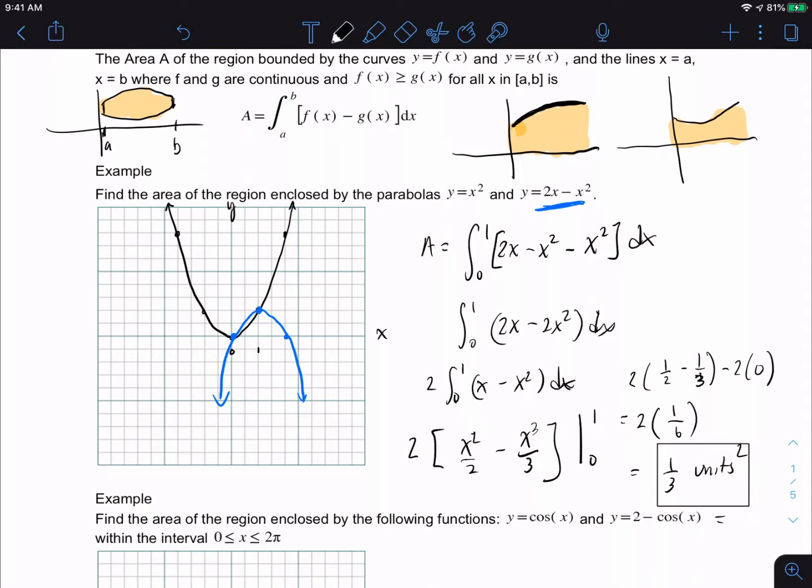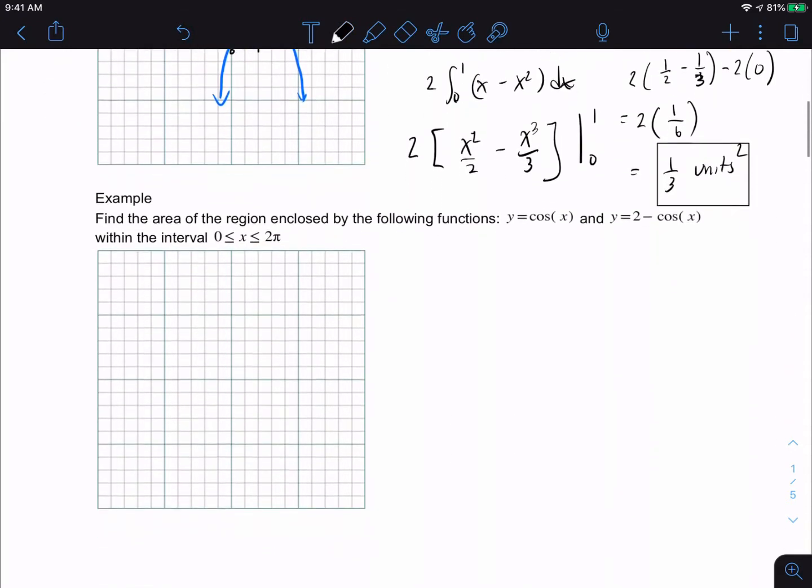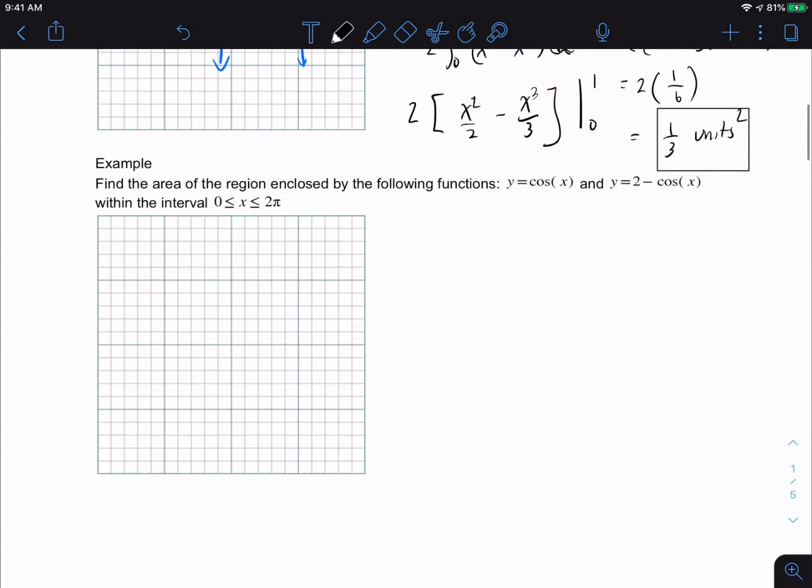All right, so let's go on to the next problem. And I make the equations a little bit tougher. So now we're talking about trigonometric functions, so you have to be able to draw these trigonometric functions. And I've restricted the domain to be in one period interval from 0 to 2 pi.